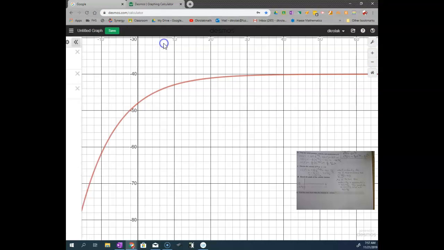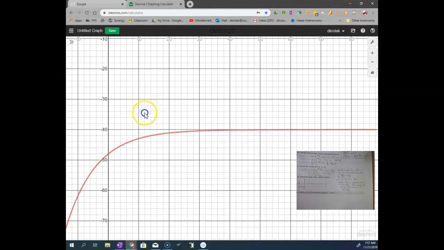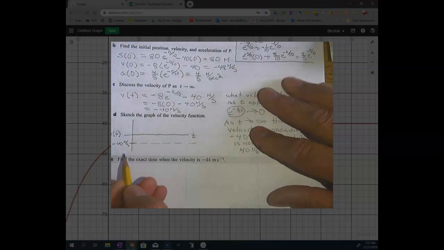As you can see, there's 0 all the way up there. So as time goes out to infinity, this graph approaches negative 40 from below and levels off at negative 40. It'll get really close to negative 40, but never reach it. So our graph is going to end up looking like this.